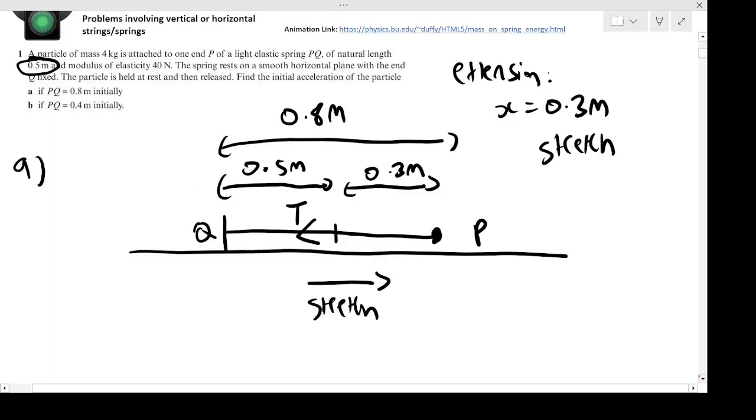But there we are. So that's my tension force, opposing the stretching forwards. Hopefully happy with that. Obviously, the particle will have a weight, the mass times g, but because we're only in the horizontal, we don't care about any vertical forces. So there we are, that's everything there.